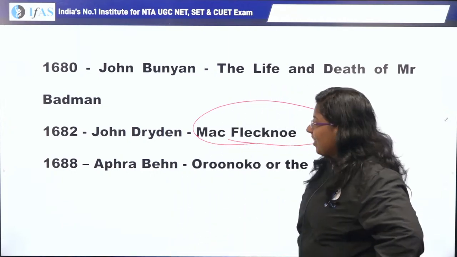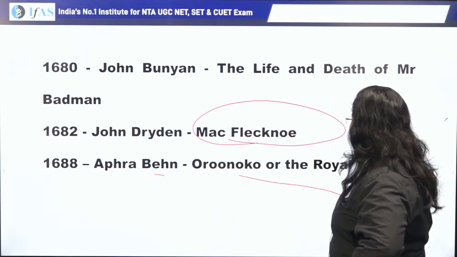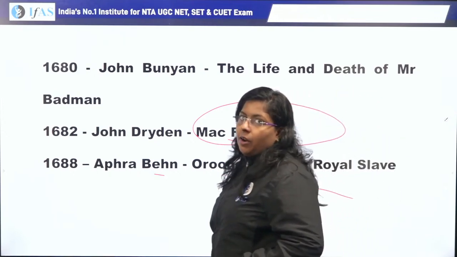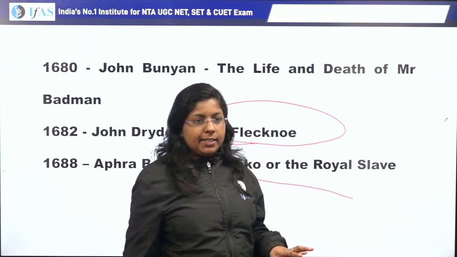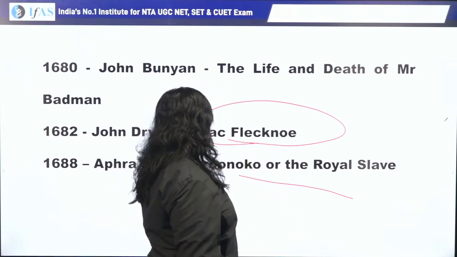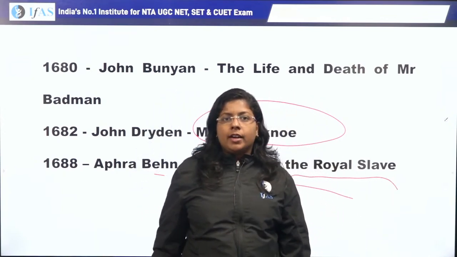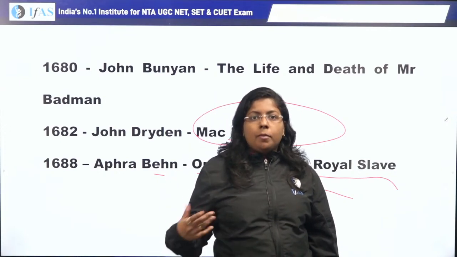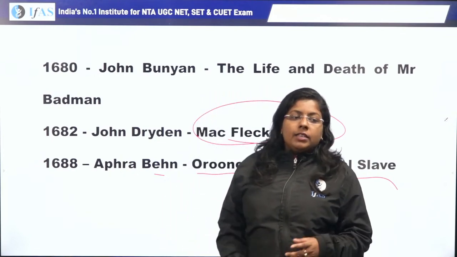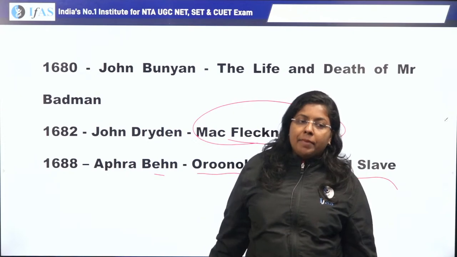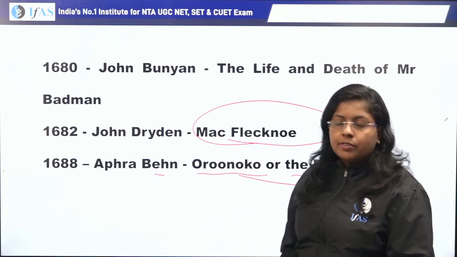Again, Aphra Behn came in 1688 with her Oroonoko or the Royal Slave. See, Oroonoko or the Royal Slave. Be focused on the subtitles of the work, guys. Oroonoko's subtitle is The Royal Slave. It's all about an African king who became a slave. So in 1688, we have Aphra Behn's Oroonoko or the Royal Slave.